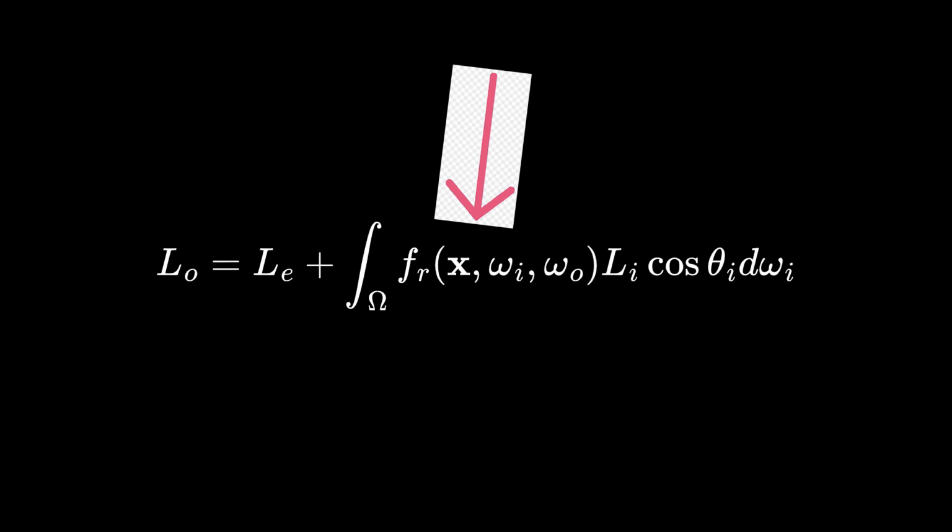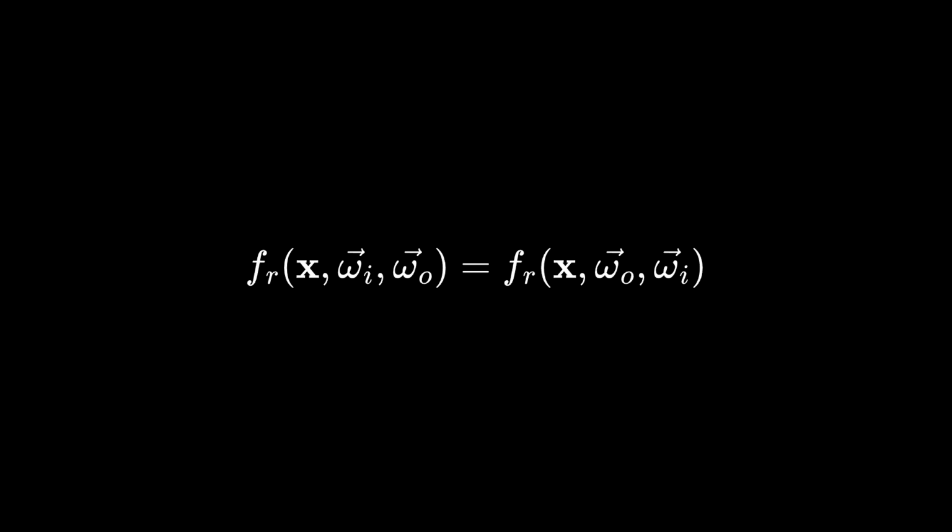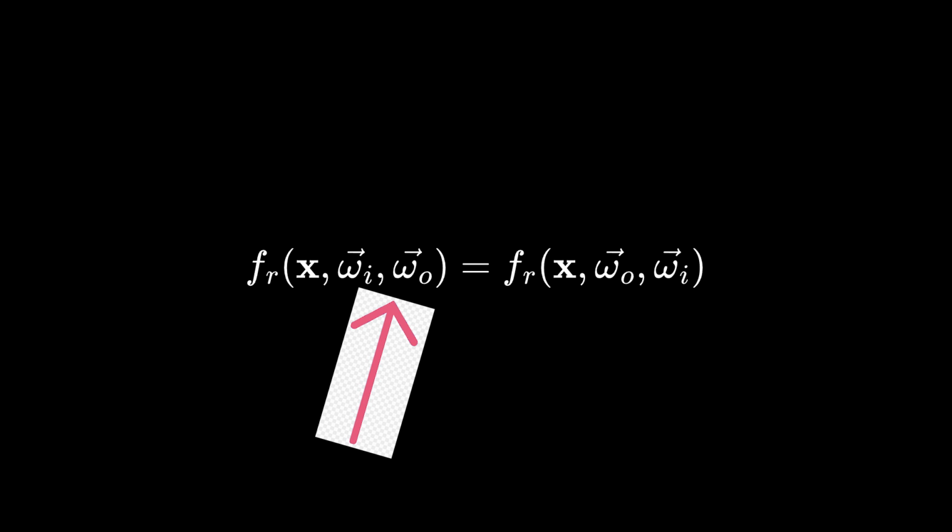Another restriction is in the BRDF. It's called bidirectional because the output should be the same if the incoming and outgoing directions are swapped.